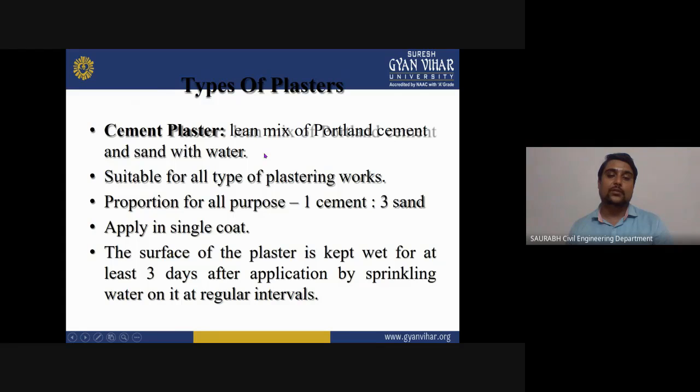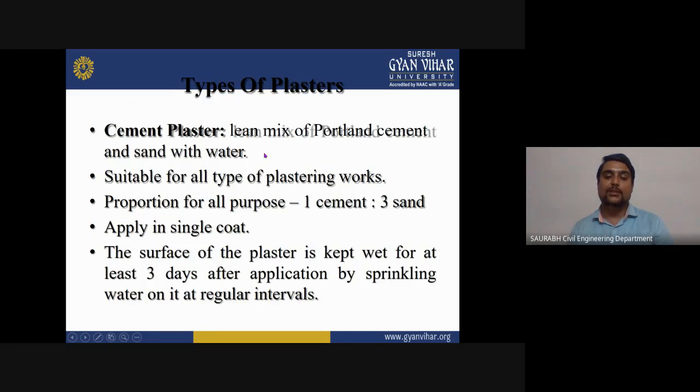The proportion for all purposes given here is one part of cement and three parts of sand, and it is applied in a single coat. Generally, it is applied in a single coat because a single coat can easily fulfill our requirement, since cement plaster is not the cheapest plaster. If you use cement plaster, you have to spend a lot of money on the plastering work, and you do not need to do a double layer of this plaster.